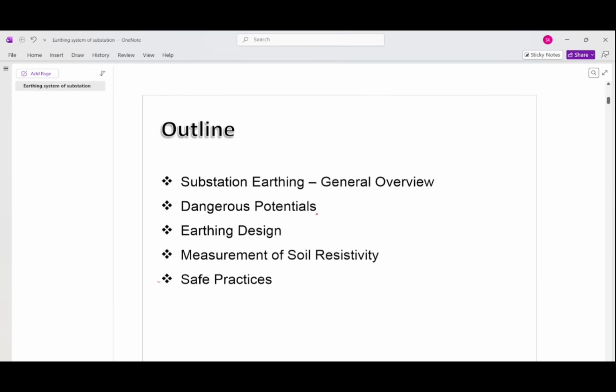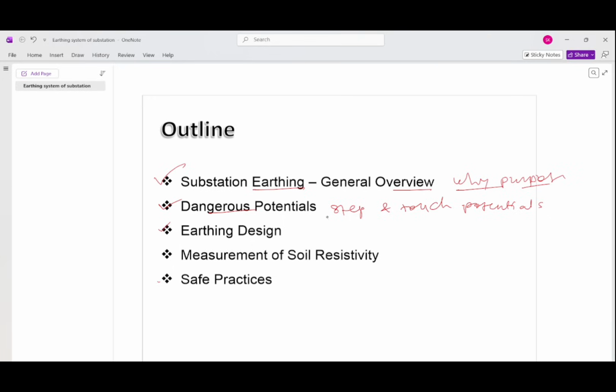So, what topics will we discuss? Substation earthing, a general overview: why earthing is required, what is the purpose of the earthing, and why it is necessary. This overview will be discussed. Next, dangerous potential. Second topic, step and touch potentials. This is a very important aspect. We will discuss it in detail in the following slides.